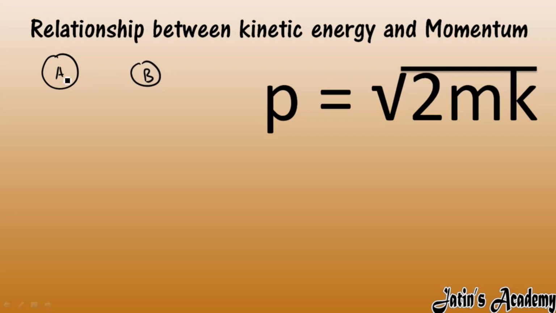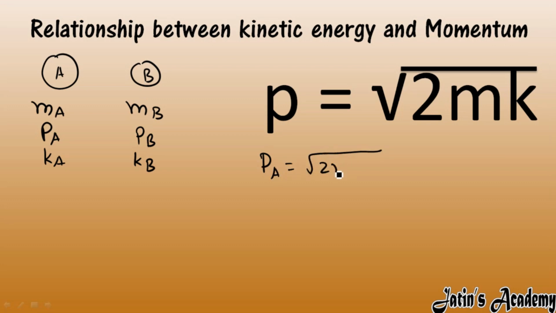Body A has some mass ma, momentum pa, and kinetic energy ka. Another body B has mass mb, momentum pb, and kinetic energy kb. Now we will find the ratio of momentum of these two bodies. Here pa is under root 2 ma ka, and pb, that is the momentum of B body, is under root 2 mb kb. Now we will just divide these two equations.